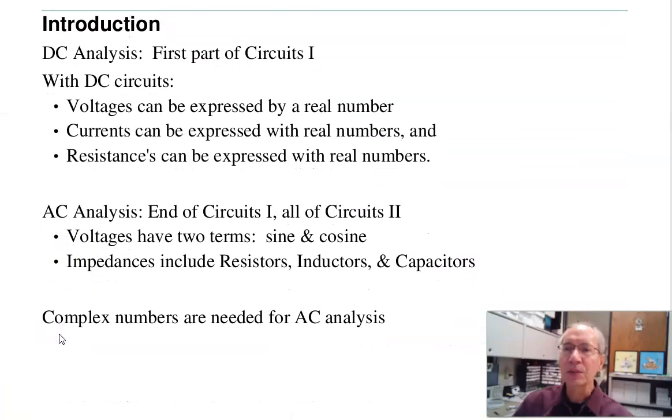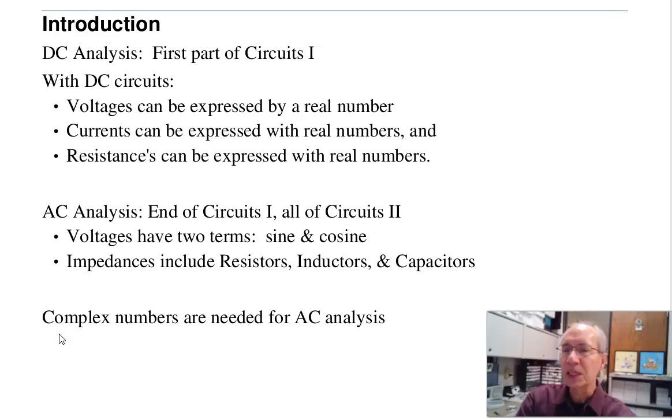So starting out, the first half of the course, we looked at DC analysis. With DC, you can represent voltages with a real number. I can represent currents with a real number. I can represent resistance with a real number. We're now going to switch over to AC. From this point onward, everything's AC. Pretty much everything in the ECE curriculum will go to AC. There's only so much you can do with DC.